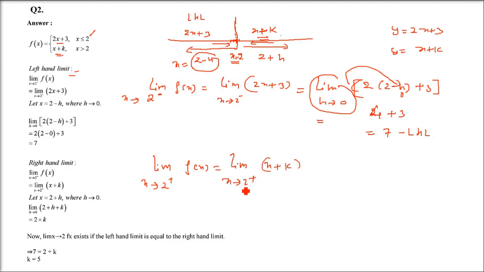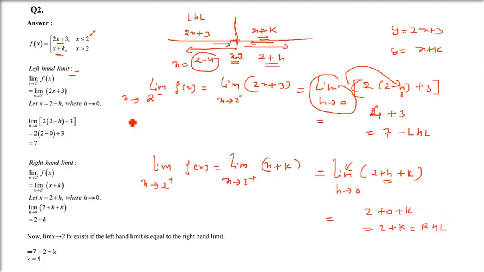Now in this x plus k, we have this 2 plus, we have to replace by 2 plus h. So now we have to replace the limit also. It will be h tends to 0. So in place of x, you put 2 plus h. So 2 plus h plus k. Now h is tending to 0, so when we put h as 0, we'll not need the limit. So you have 2 plus k. So this will be 2 plus k. This is the right hand limit.